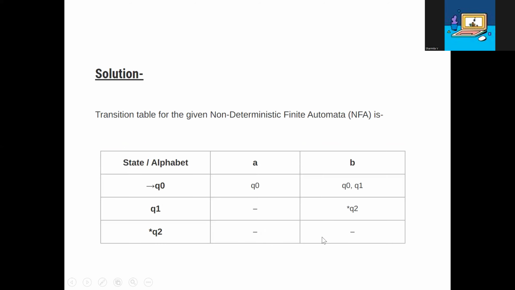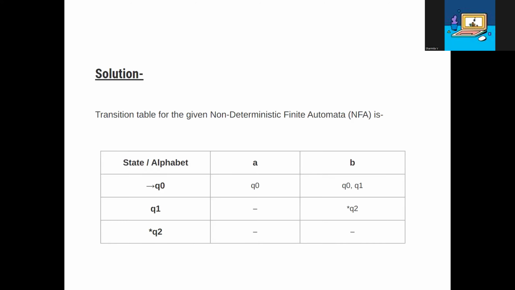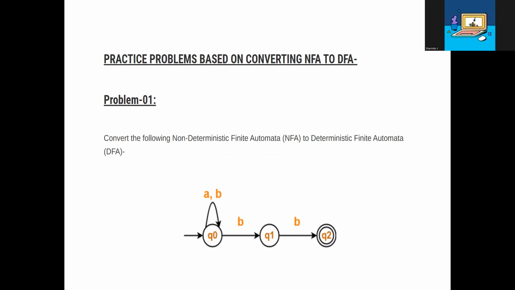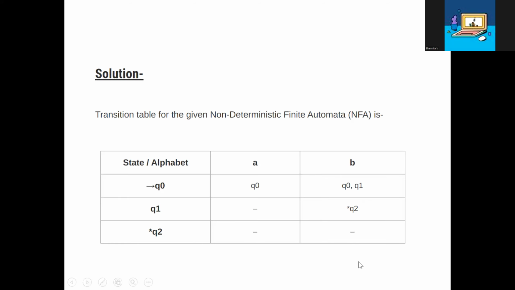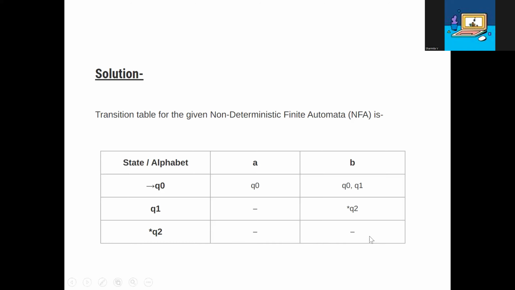Here is the transition diagram for the given NFA. From the diagram, for state Q0, if you give input A it goes to Q0, and on input B it goes to Q0 and Q1. In state Q1, the input B goes to Q2, which is a final state, so we represent it with an asterisk. If the input is A, there is no transition. In Q2 there is no transition on any input symbol, so I write a hyphen.